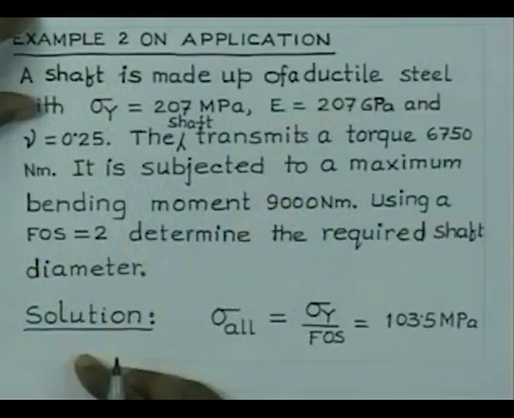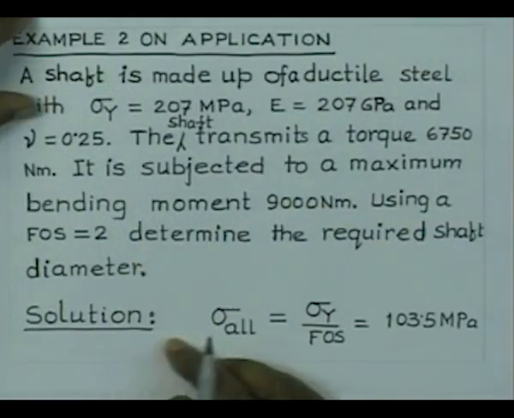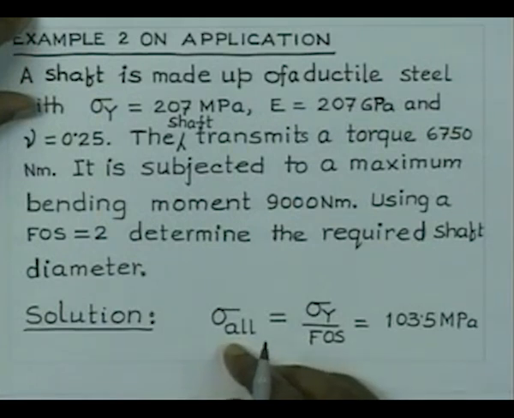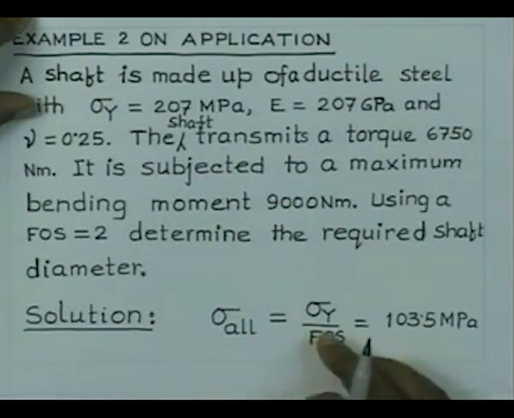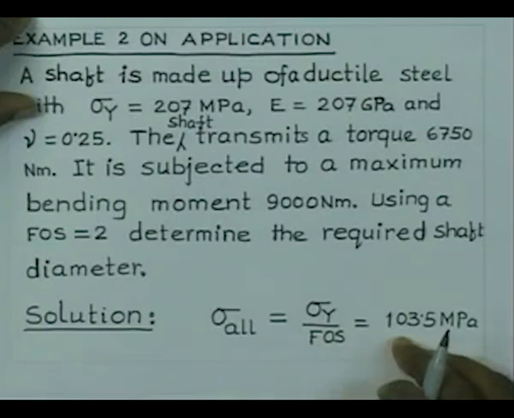So, the shaft is made up of a steel, and it is indicated that you have to make use of a factor of safety equal to 2 on the yield point, and therefore, if we have to go for solution, we must make use of allowable stress equal to sigma y by factor of safety, and this will give you 207 by 2, that is nothing but 103.5 MPa. Now, let us look into how we go about applying the criteria.